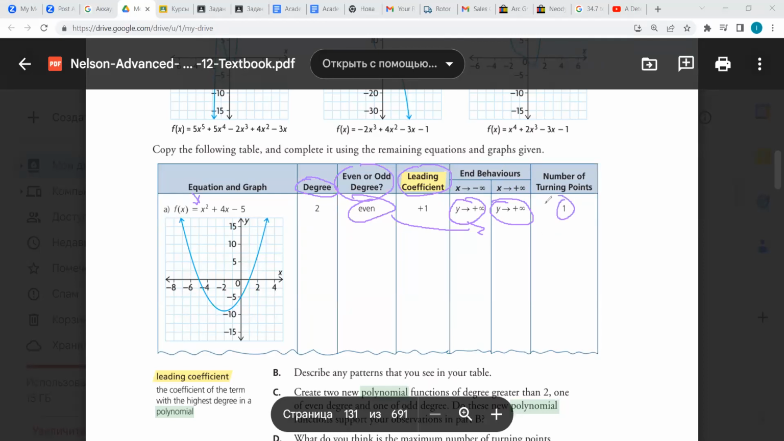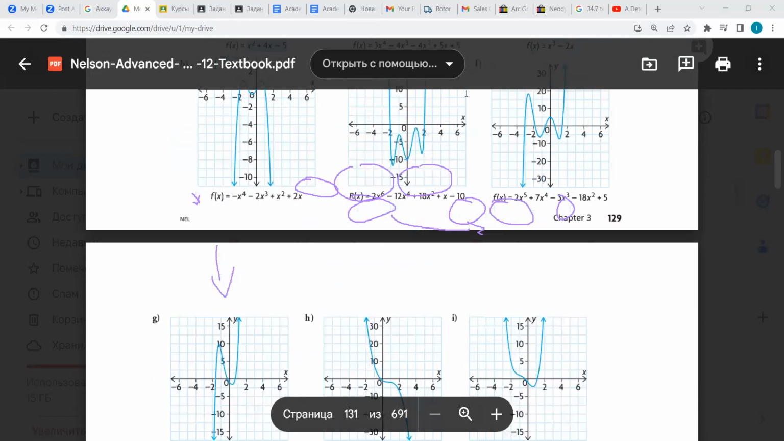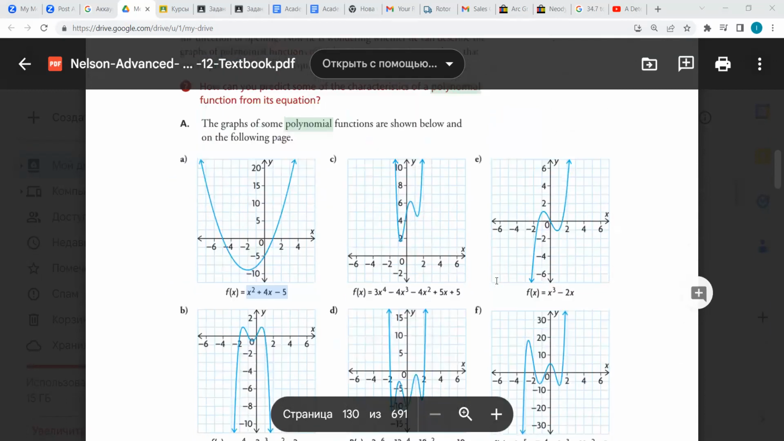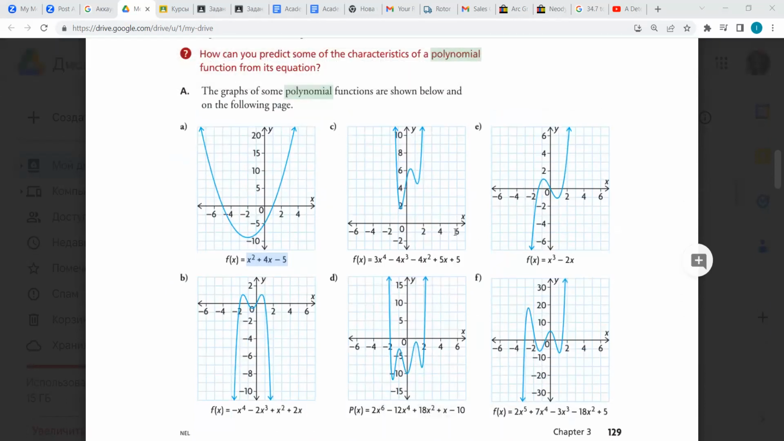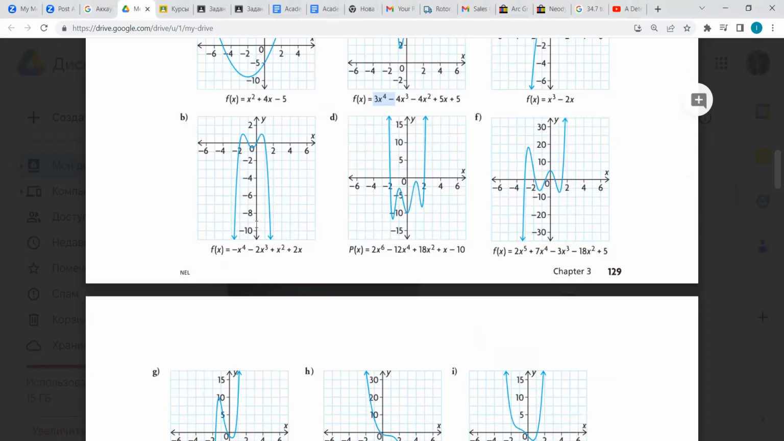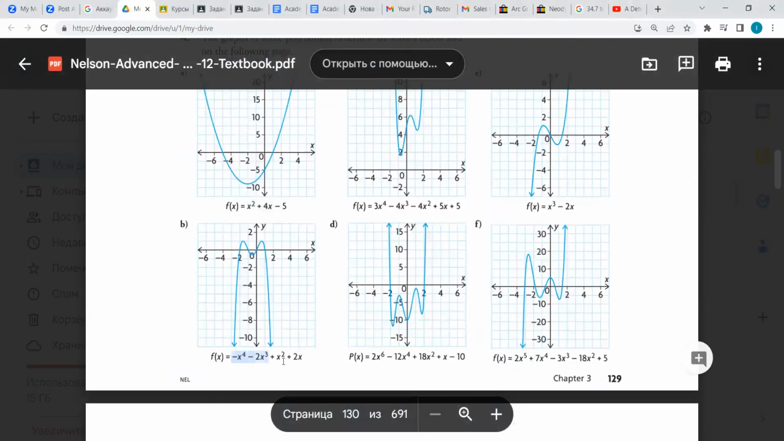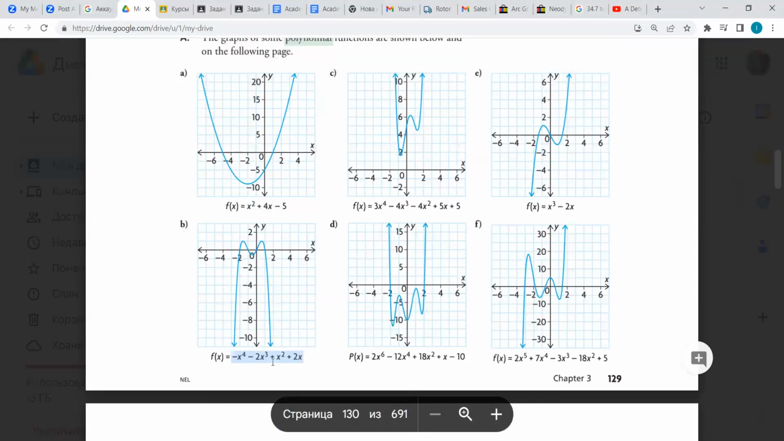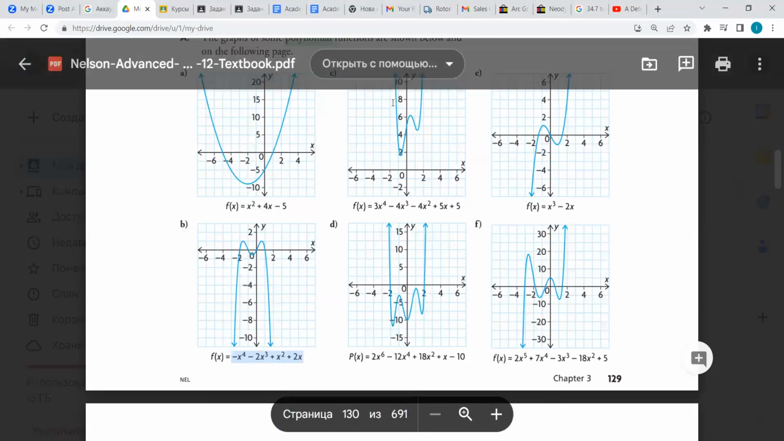A number of turning points is basically the number of vertices of your function. And the polynomial function of second power has only one vertex. And if we move up, take a look at the example, you can see that the greater the power of the function, the more vertices we can see. For example, here we have a polynomial function of a fourth power, and we can see that we have 3 vertices here.